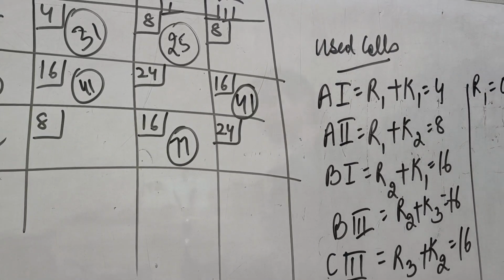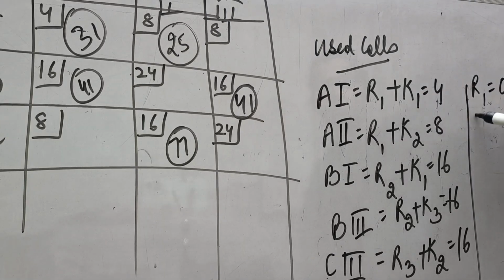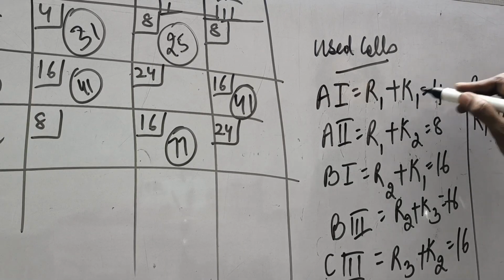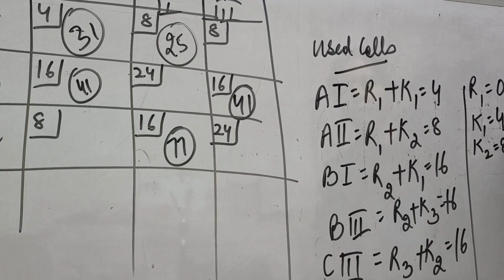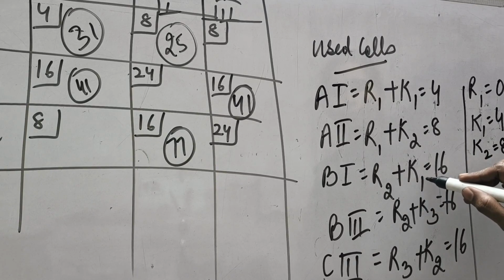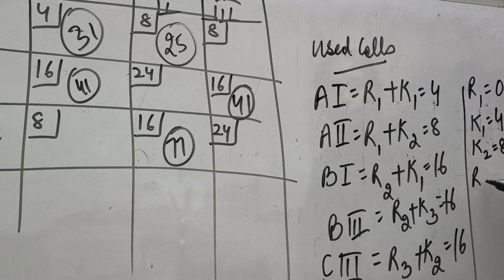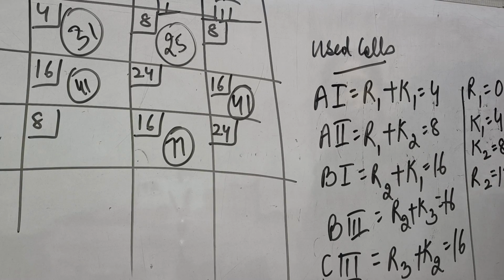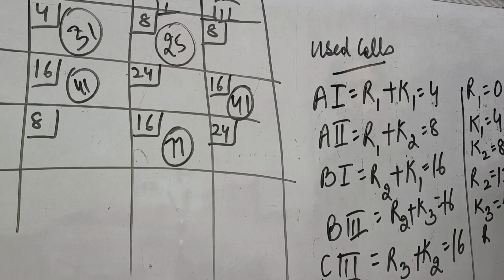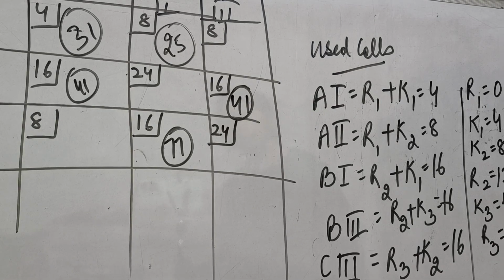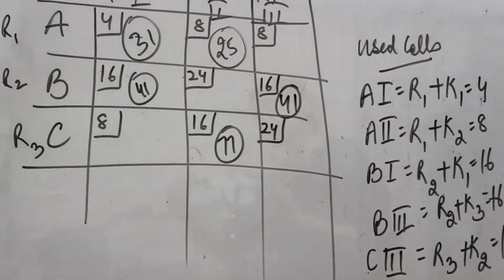Let's put one value, that is R1 0. If R1 is 0, of course K1 will be 4. If R1 is 0, K2 will be 8. If K1 was 4, then R2 is 12. If R2 is 12, then K3 is 4. Then if K2 is 8, R3 will be 8. So like this, all the values we have calculated. Now just replace these values in our table.